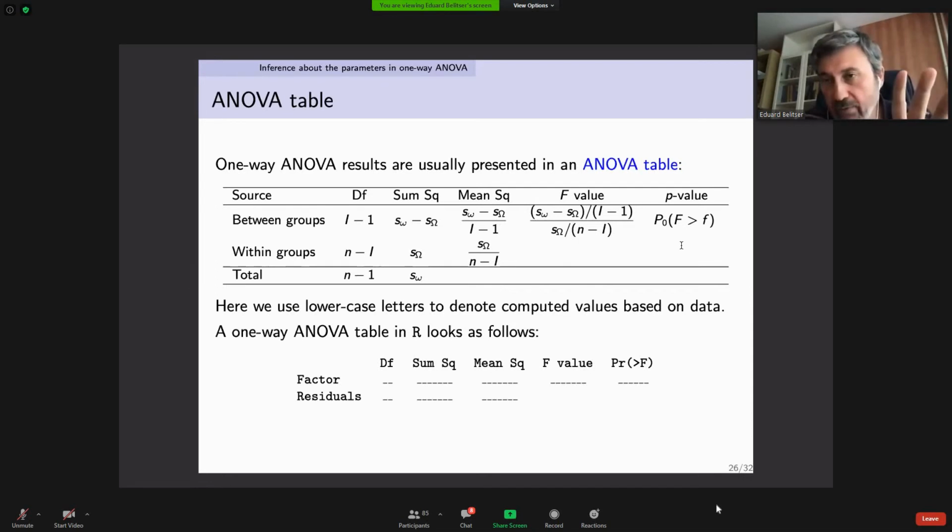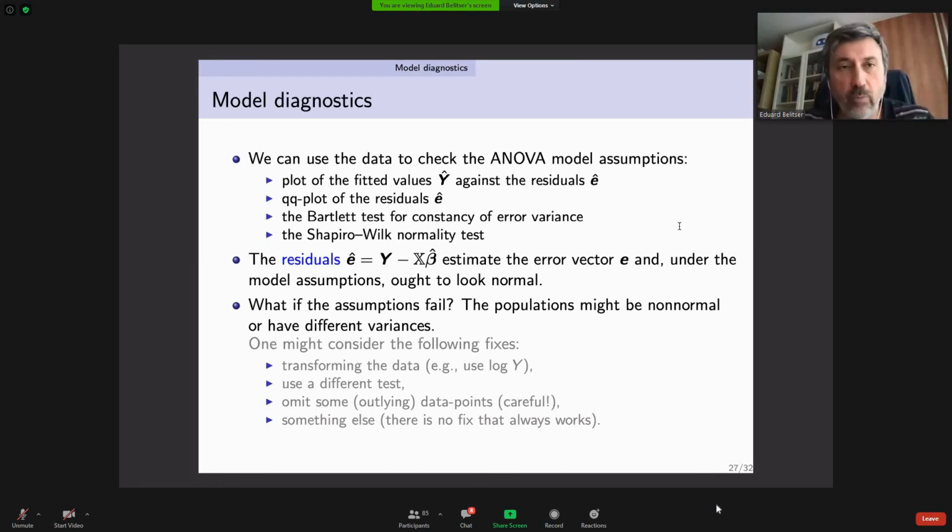But as a user, when you get this table, you immediately look at this. That's the most important. So you just see the p-value, small or big, and that's it. The rest could be interesting for practice purposes, but most of the time you're interested only in this p-value, whether you reject H0 or not. And then you do model diagnostics.